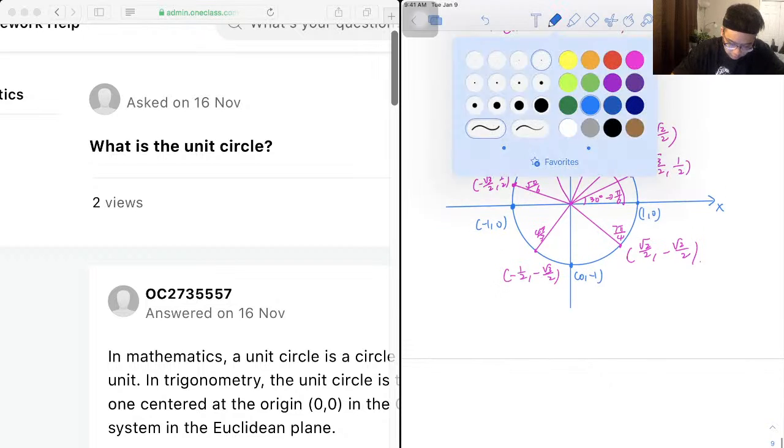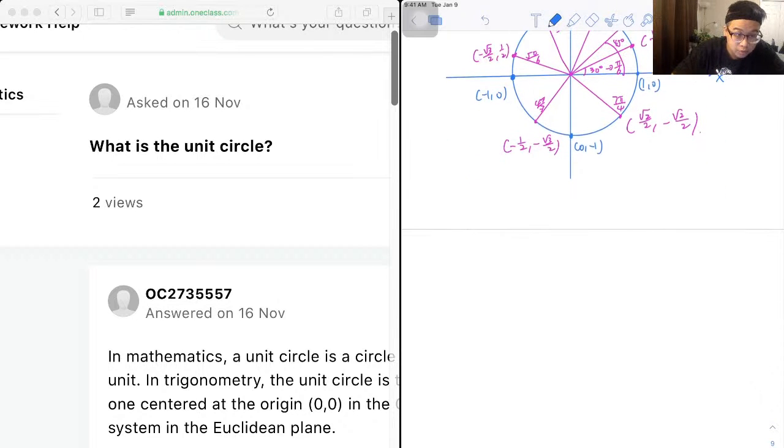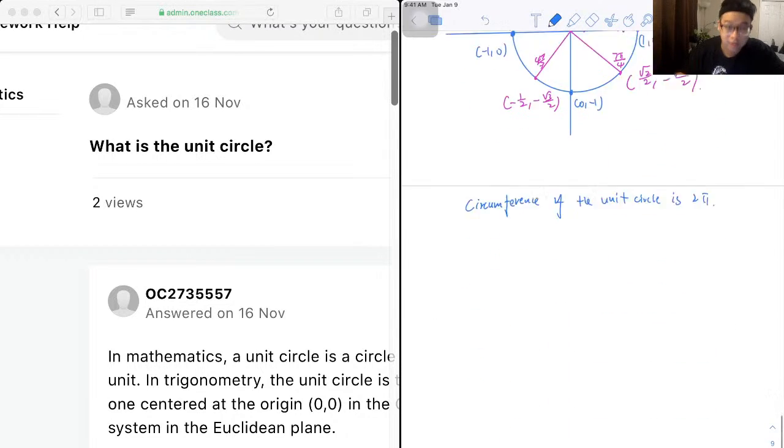And also, the circumference of the unit circle is 2 pi, and an arc of the unit circle has the same length as the measure of the central angle that intercepts the arc. Also, because the radius of the unit circle is 1, the trigonometric functions sine and cosine have special relevance for the unit circle. Yep. So I think that's all we have for this question.